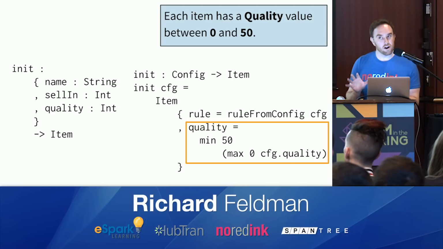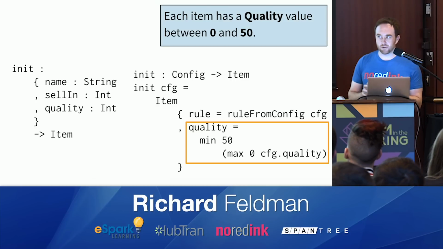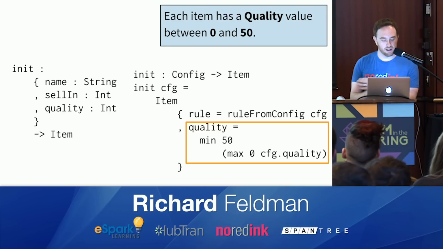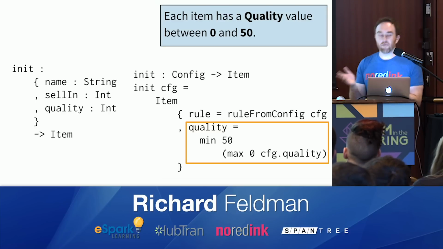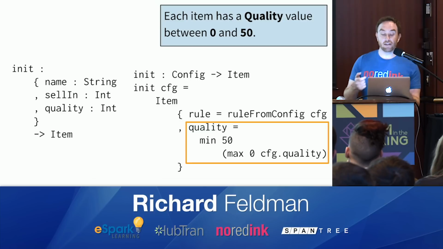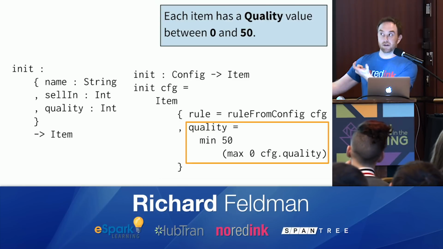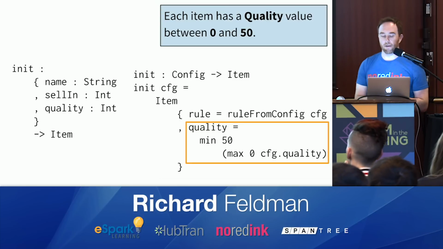This code looks a little weird because it says min 50, max 0, which when you say it out loud, it's like you're saying the minimum is 50 and the maximum is 0. It sounds totally backwards. It's actually the right way to do it because the min function says I'm going to give you the minimum of these two values. So if you give me something over 50, then 50 will become the minimum and that will sort of bound it.